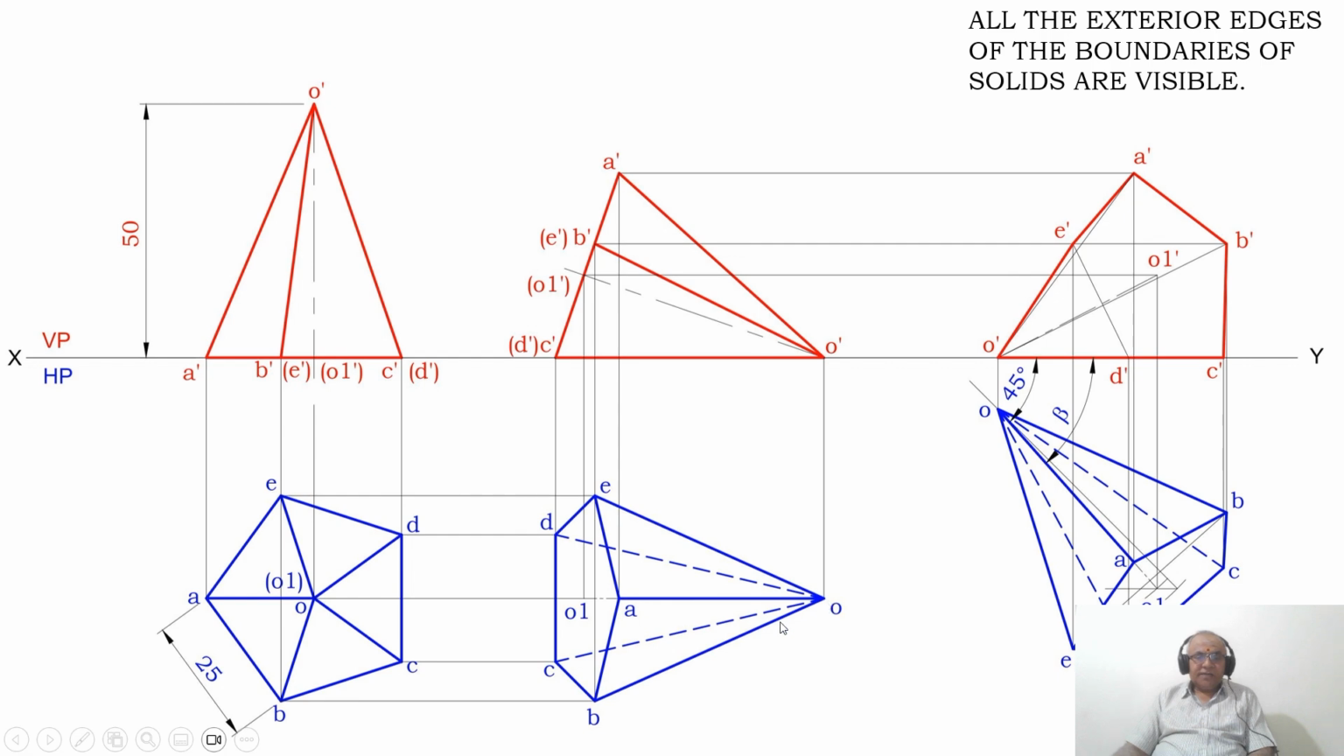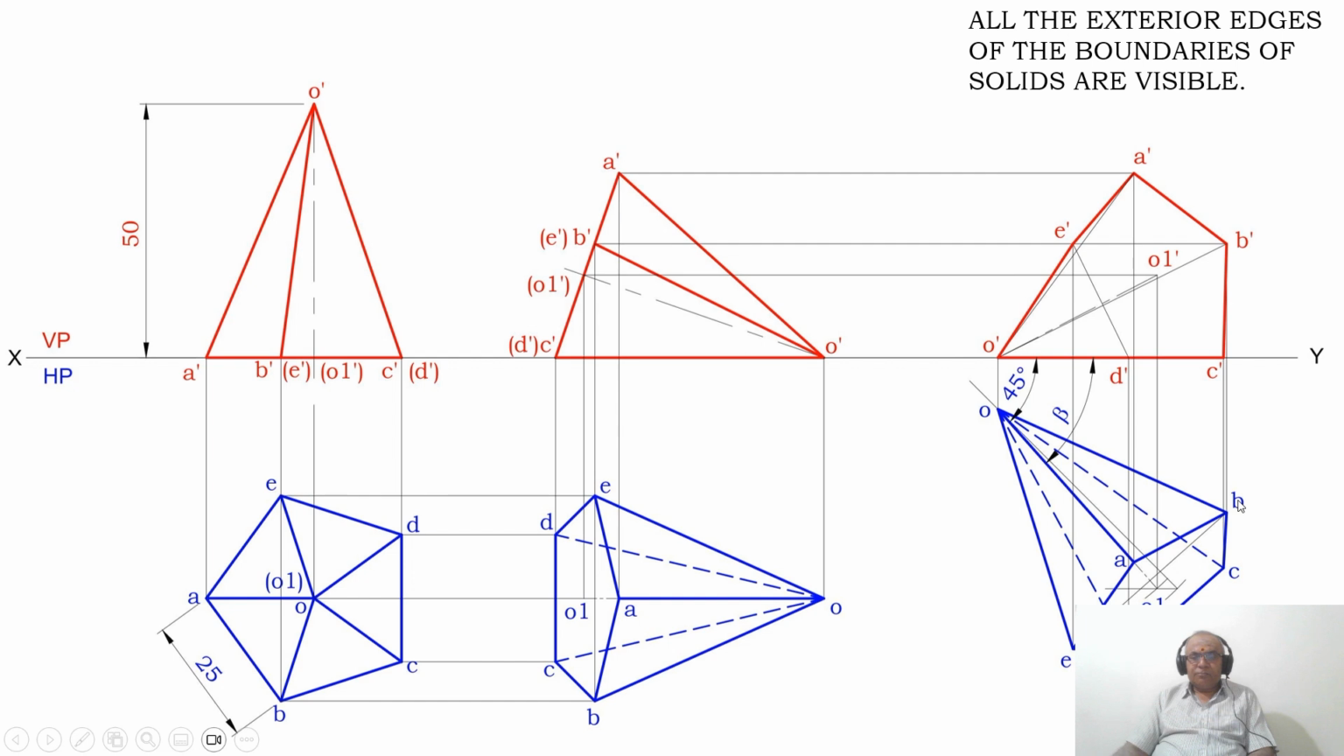Similarly, you measure the distance from O to this point. From O, you mark that point here on this beta inclination line. Through this point, you draw a perpendicular to this inclined line OO1. Then you measure the distance from this point to B and also from this point to E. So from here, you cut an arc on this side and also cut an arc on this side.